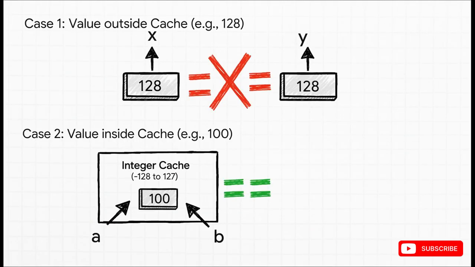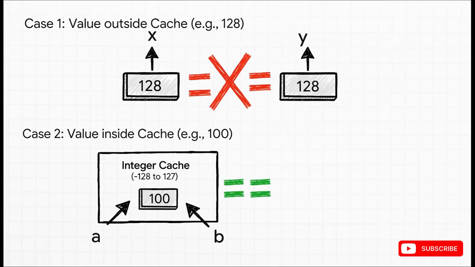Okay, so here's the breakdown. When you use double equals on objects, it's not comparing their values. It's comparing their addresses in memory. It's asking, are these two variables pointing to the exact same object? Now here's the twist. For performance reasons, Java keeps a little cache of Integer objects for common values, specifically from -128 to 127. So if our number had been, say, 100, double equals would have been true because both variables would point to the same cached object.